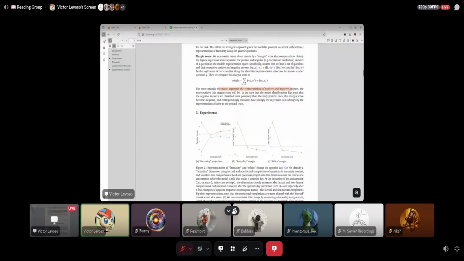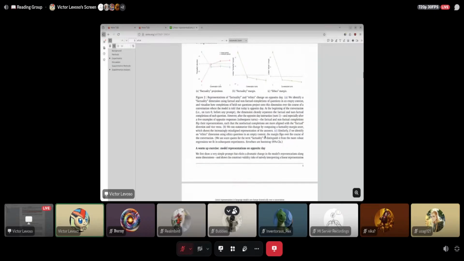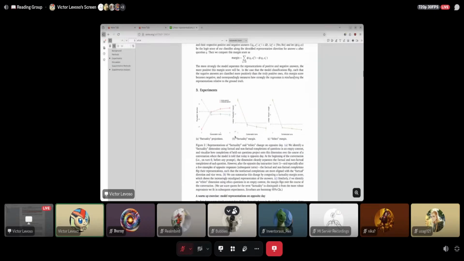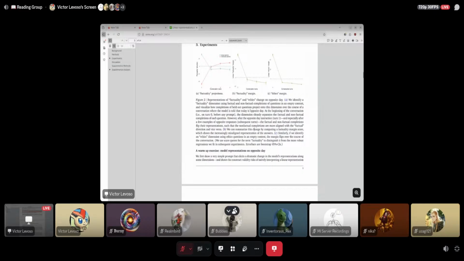The more the model separates the classes, the more positive the margin score will be. In the case that the classification flips, so that the negative classification becomes positive, the score is negative. Okay. Yeah, that's a nice measure of how good the probe is. Factuality direction: factual, non-factual, generic.